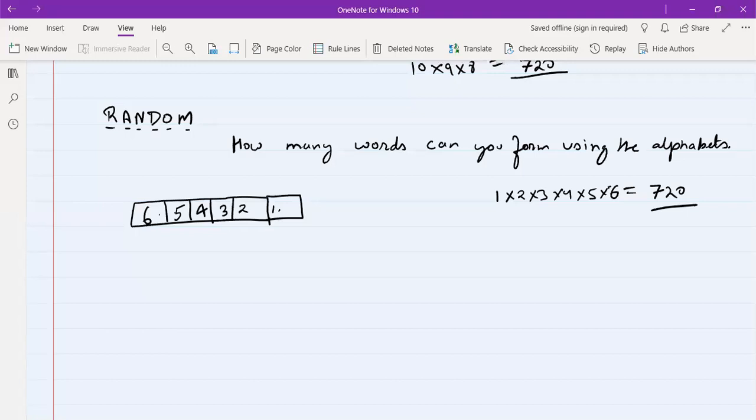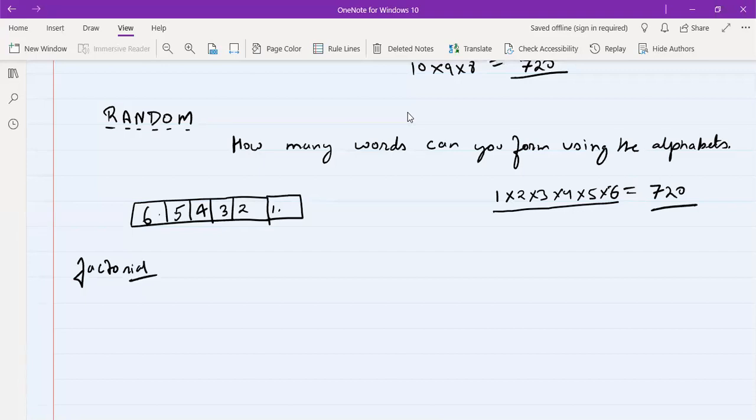Now let me ask you, don't you think that it is very tedious to write this much lengthy multiplication, 1 into 2 into 3 into 4 into 5 into 6? What if we have a better way to write this? Obviously we have a better way to write consecutive multiplication, and that better way is called factorial.